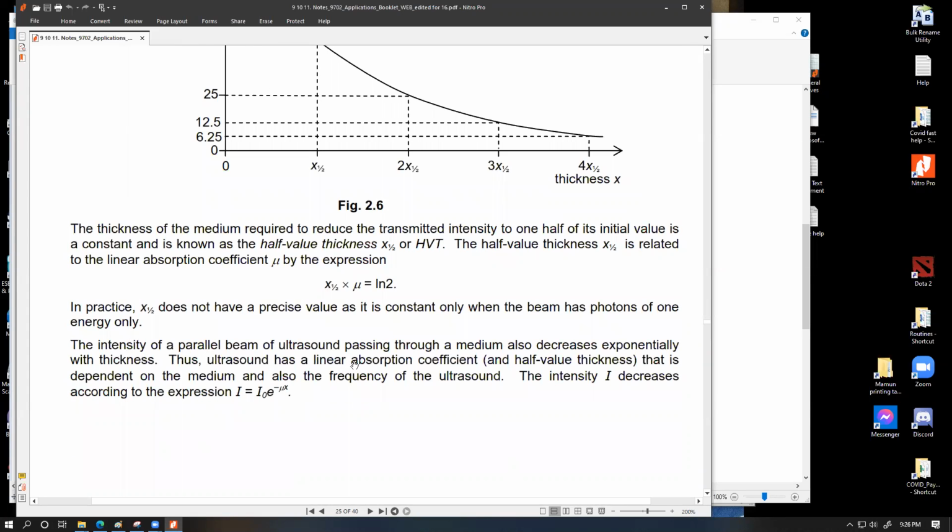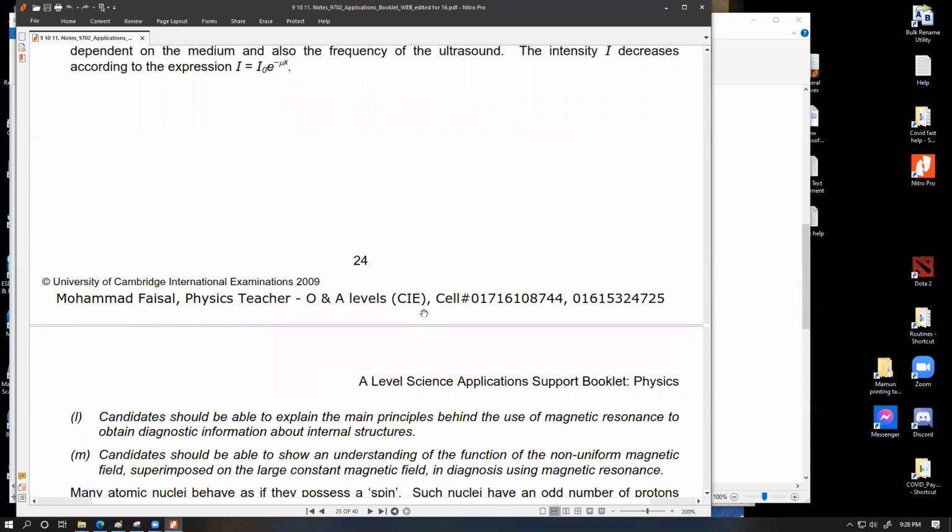The intensity of a parallel beam of ultrasound passing through a medium also decreases exponentially with thickness. Thus, ultrasound has a linear absorption coefficient and half value thickness that depend on the medium and also on the frequency of the ultrasound. Like I said, it depends on two factors: the medium and the frequency of the wave. In this case, they said energy of the X-ray photon, E, which ultimately translates into the frequency of the X-ray wave, E equals hf. You know what I'm talking about, Planck's equation. The intensity I decreases according to the expression.